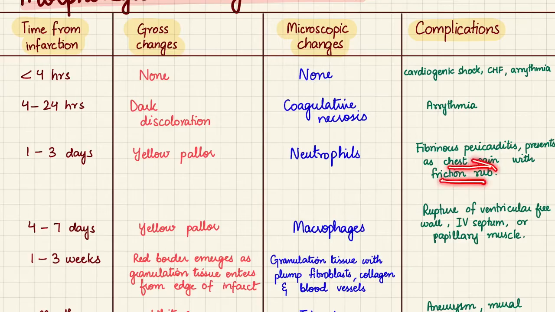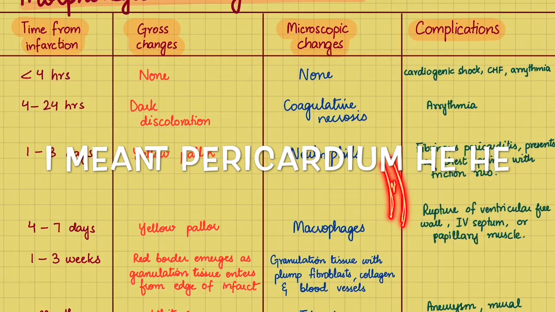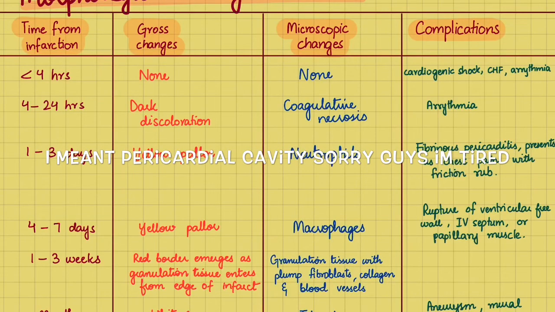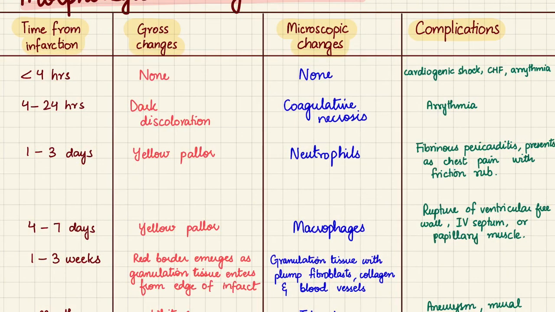This is a sound that is produced on auscultation, because both of the layers of the pleura are going to rub against each other. 4 to 7 days, we still have the yellow pallor, and macrophages are going to invade the area. The complications of this stage can be rupture of the ventricular free wall, leading to cardiac tamponade, that is, the blood will build up in the pleural cavity and put pressure on the heart.